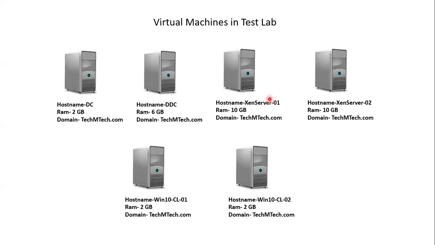Then we have two hypervisors, Xen Server 1 and Xen Server 2. Over the hypervisors, we will host all of our virtual machines. As you can see, I have picked up two hypervisors with 10 GB of RAM. Why? Because for any reason, if one hypervisor goes down, I can switch all the operations to the other one, or vice versa.